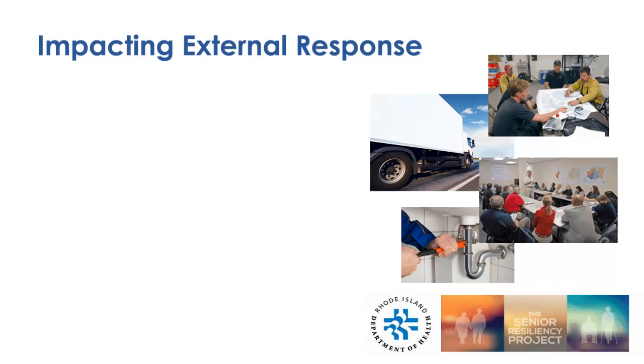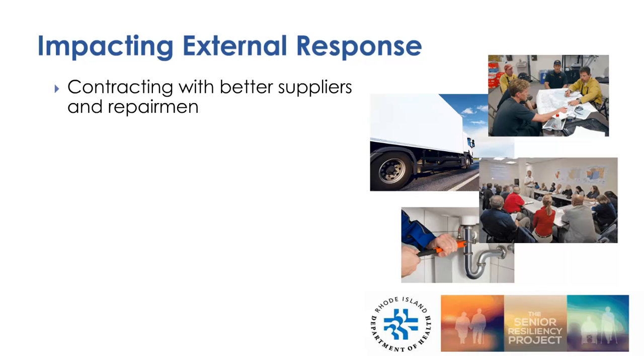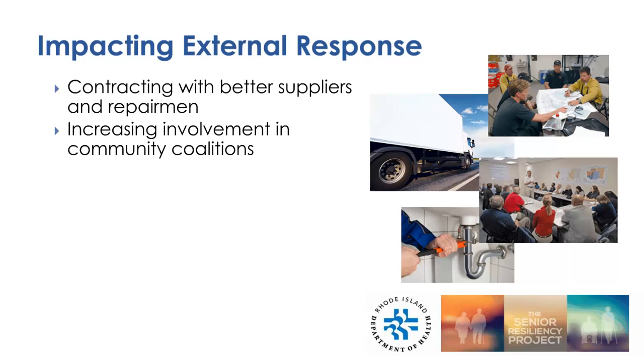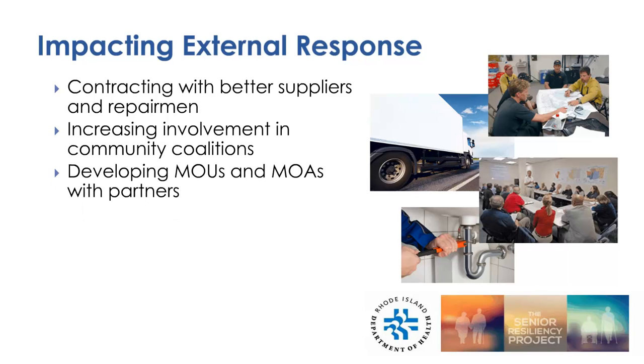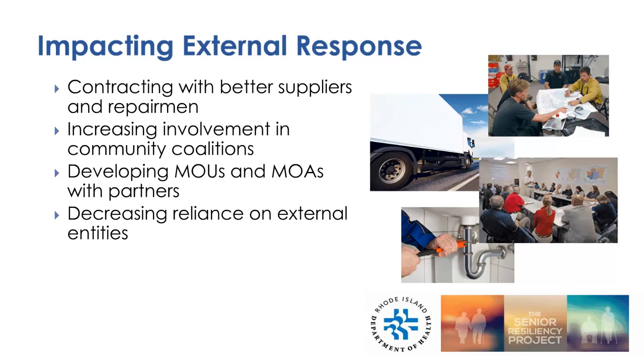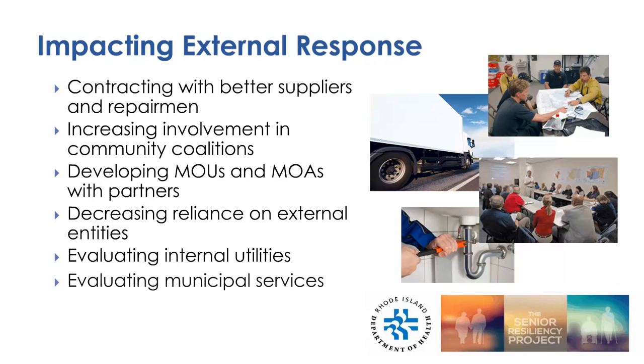To impact external response, consider contracting with better suppliers and repairmen, increasing involvement in community coalitions, developing MOUs and MOAs with partners, reducing reliance on external entities, evaluating internal utilities. As you evaluate the responsiveness of municipal services, consider, are streets plowed in a timely fashion? Do police, fire, and EMS respond quickly?